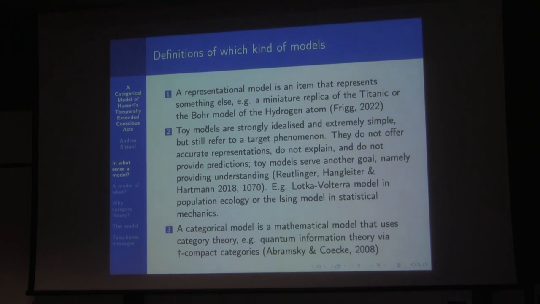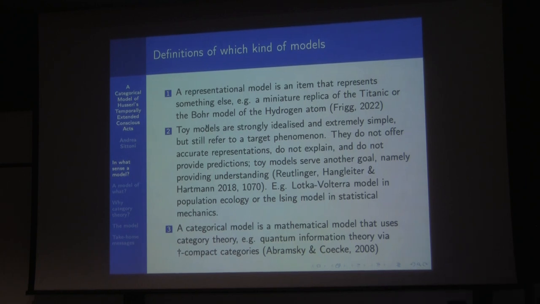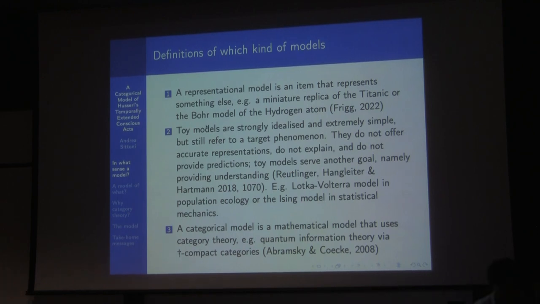And it's categorical. A categorical model is a particular type of mathematical model. A mathematical model is a model where the item is a mathematical item, construction, whatever, that uses category theory. Probably the most famous example is quantum information theory or quantum computation a la Abramsky and Coecke.